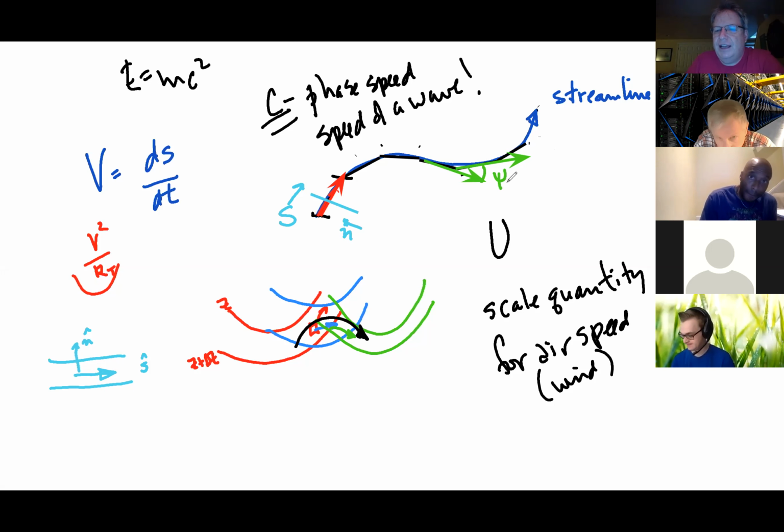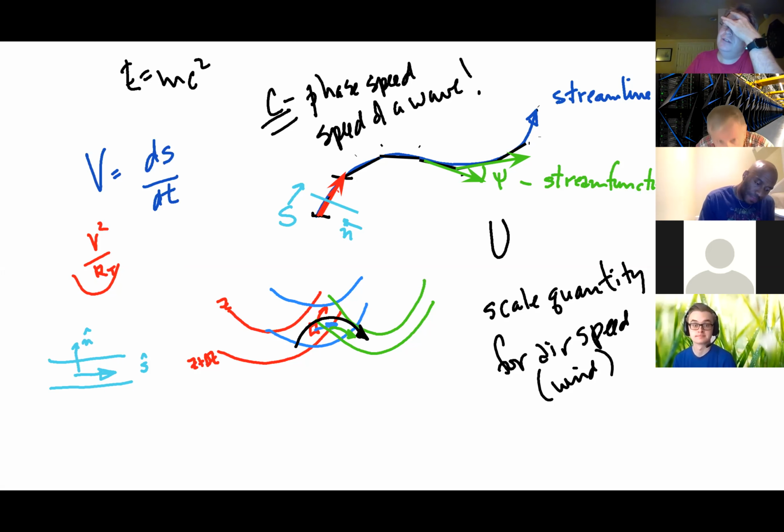Psi is PSI, right? Now that can be an arbitrary angle based on how you define X and Y. Stream function. So if you ever see that, do you have your glossary up again? Look under stream function. And there are different uses of this.